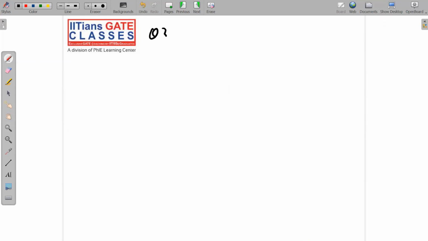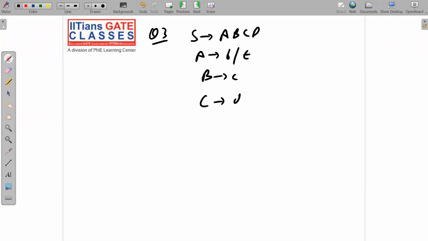Next is question number 3. Again, a similar type of question. S goes to ABCD, and this A goes to b or null, B goes to C, C goes to D, and D goes to E. First of all, let's do this question and then I will change it a little bit. First of S you need to find, then A, then B, then C, then D.